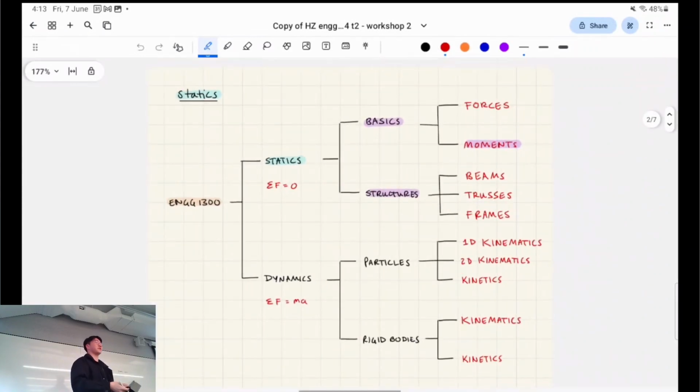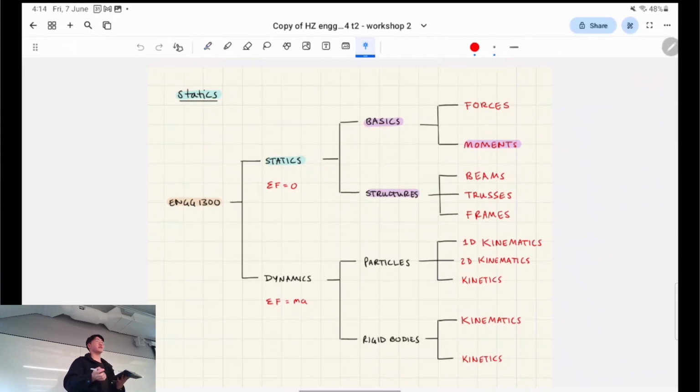I'm going to show this every lesson. This is just that original tree diagram which I drew up last week, but you'll see that we can highlight along where we are. So this week we're going to continue on from the basics, essentially, where we primarily want to talk about the moments.